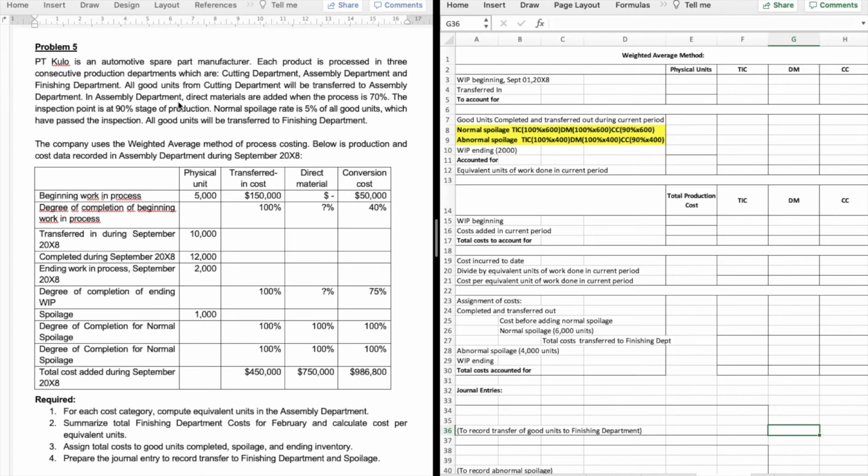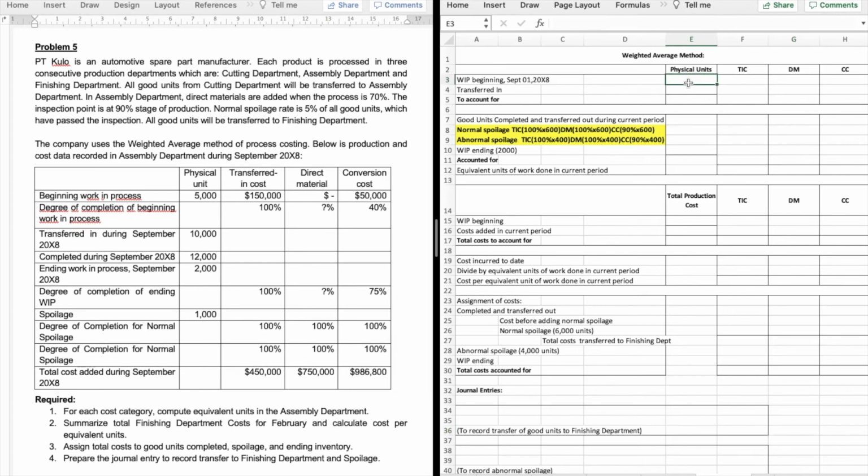In the assembly department, so we are here in the second department, direct materials are added when the process is 70%. The inspection point is at the 90% stage of production. Normal spoilage rate is 5% of all good units which have passed the inspection. All good units will be transferred to the finishing department. The company uses the weighted average method of process costing, and below here is the information. And we are required to first calculate the equivalent units.